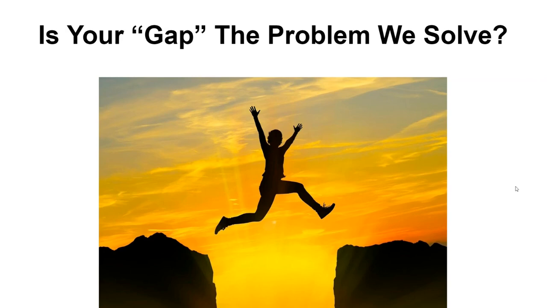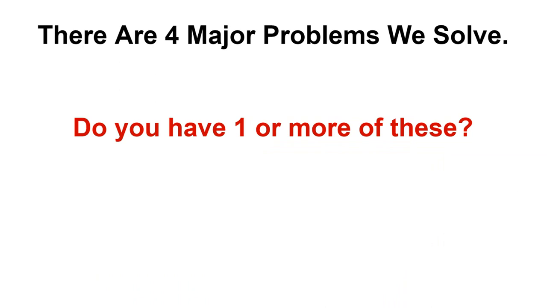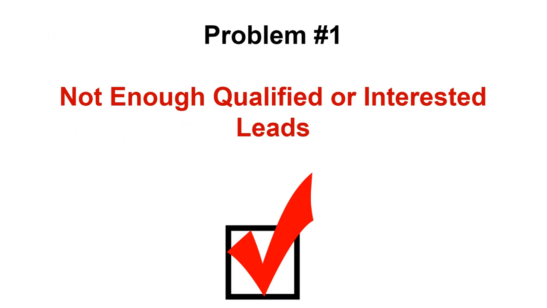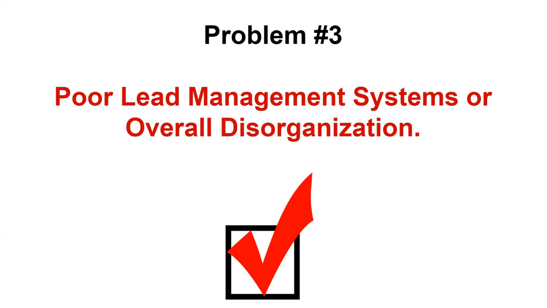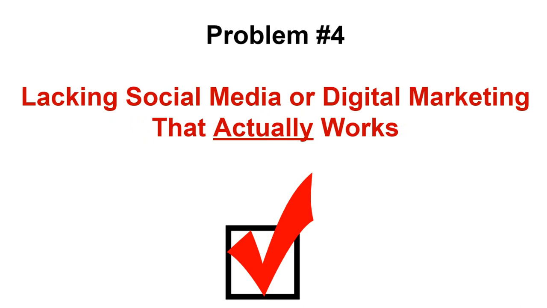Now, understand this. If you have a certain gap, we may be able to solve it, but you need to understand there's 4 problems we solve. You need to have one or more of these. Otherwise, our system doesn't make sense for you. But here are the problems. One, if you don't have enough qualified or interested leads, we'll help big time with that. 2, if you're challenged by or tired of fighting to get agent referrals, we definitely help with that. 3, poor lead management systems or overall disorganization, big time, we help with that. And then lastly, if you don't have social media or digital marketing that actually works to get you more clients, we're going to help with that too. So those are the 4 problems we solve.